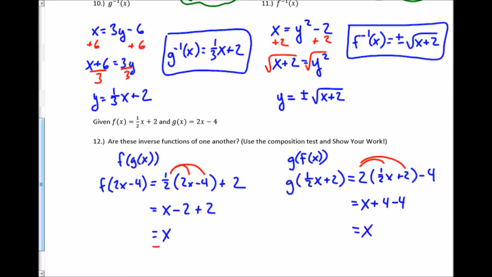So since I got an x for the first composition and an x for the second composition, it means that, yes, these two things are inverses. Okay, so these two functions are inverses because they pass the composition test.